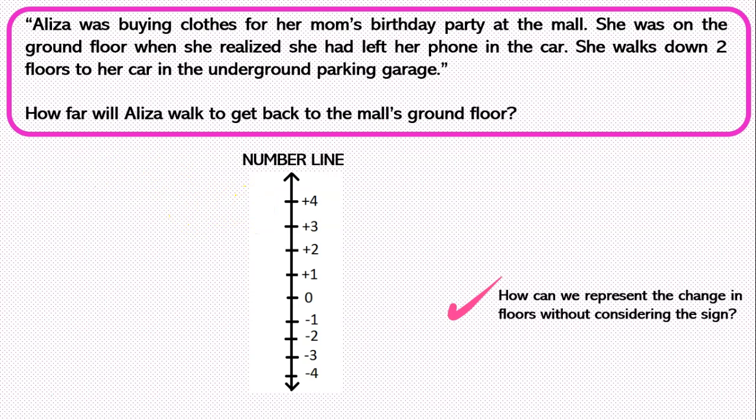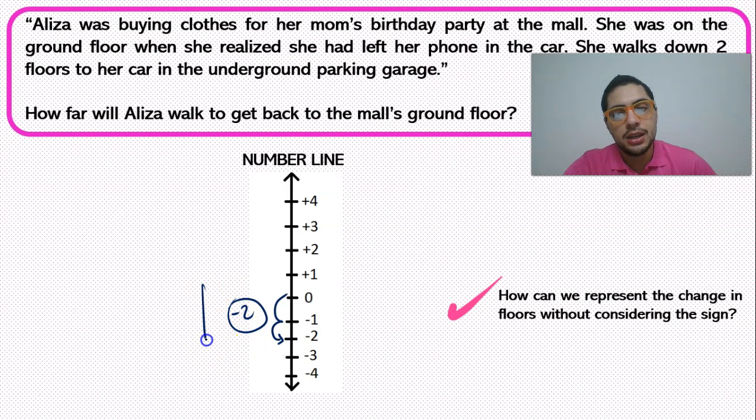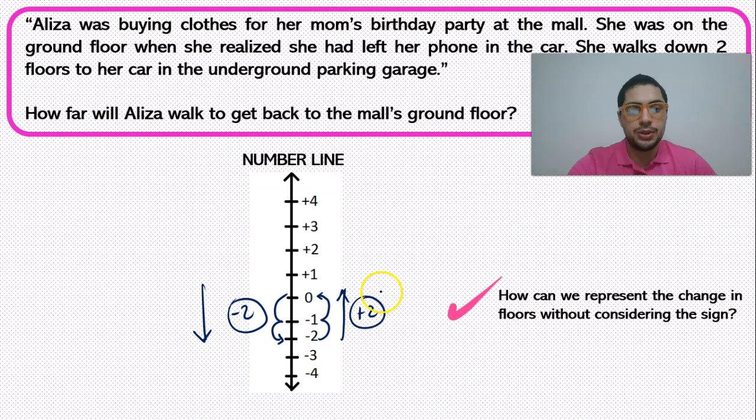So we have a bonus question. How can we represent the change in floors without considering the sign, right? So we know that whenever she went 1, 2 floors down, it was represented by a -2 because the movement was down from the ground floor. And when she came back up again, the movement was 1, 2. Again, a +2. But the question here says how can we represent that change of floors without considering the sign? That's where the absolute value comes in.